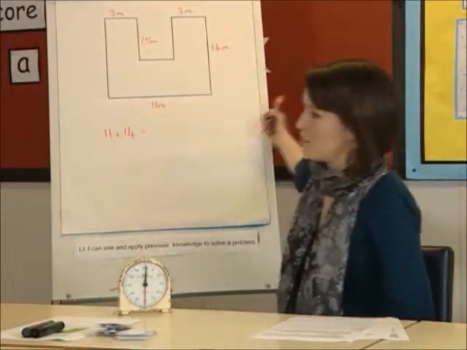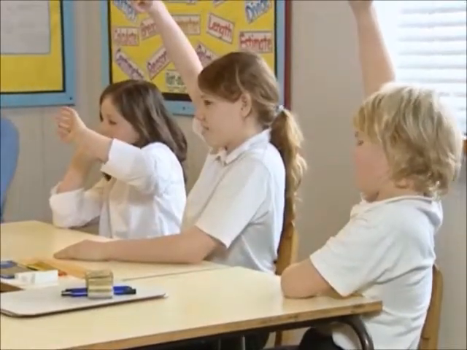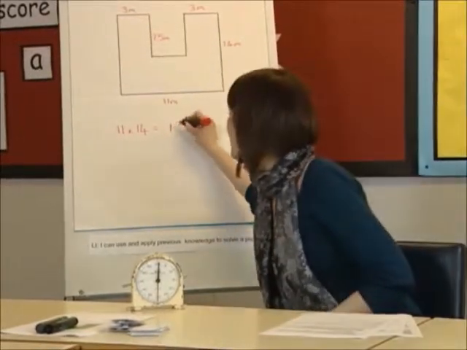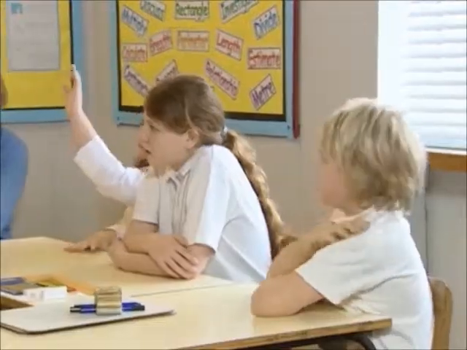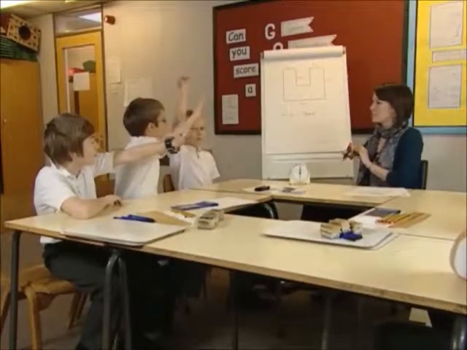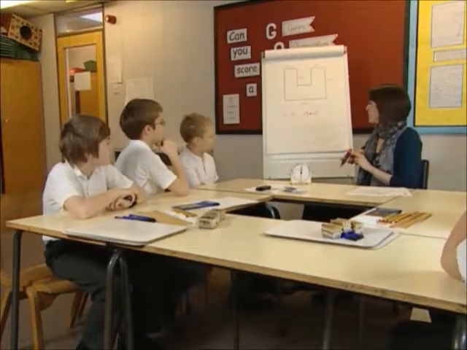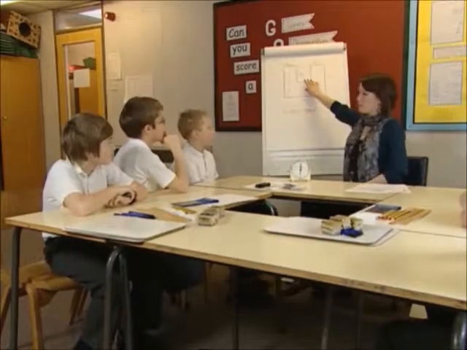Who can tell me what that gives me? Richard, you know? 154 metres squared. 154 metres squared, excellent, well done. What would I do next? Matthew, do you know what I'd do next? You'd have to work out the part of the shape that's missing. Okay, so we need to work out the area of this part of the shape here that's missing. How would I do that?